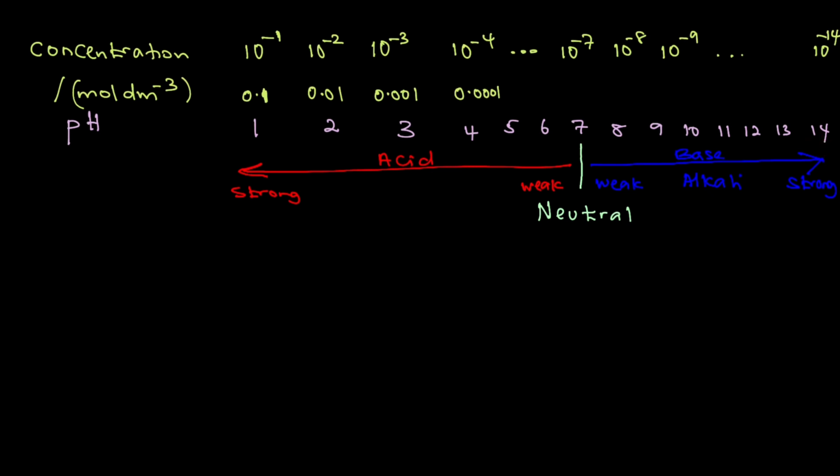10 to the power minus 13, pH is 13. 10 to the power minus 12, pH is 12. 10 to the power minus 11, pH is 11.